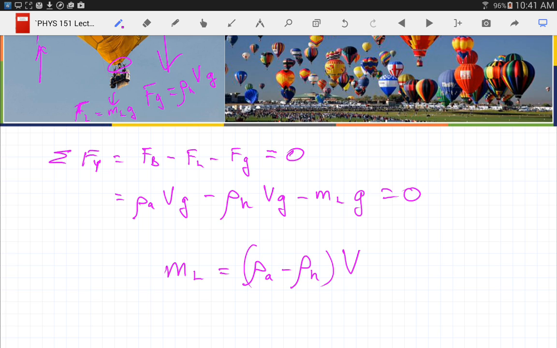Given that you're probably going to have just about the same density of your hot air no matter what you do, what's going to control how much you can lift with a hot air balloon? The volume of the hot air balloon.